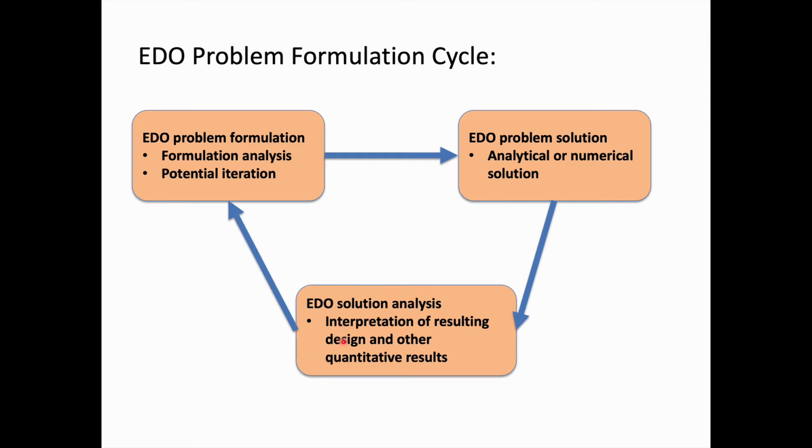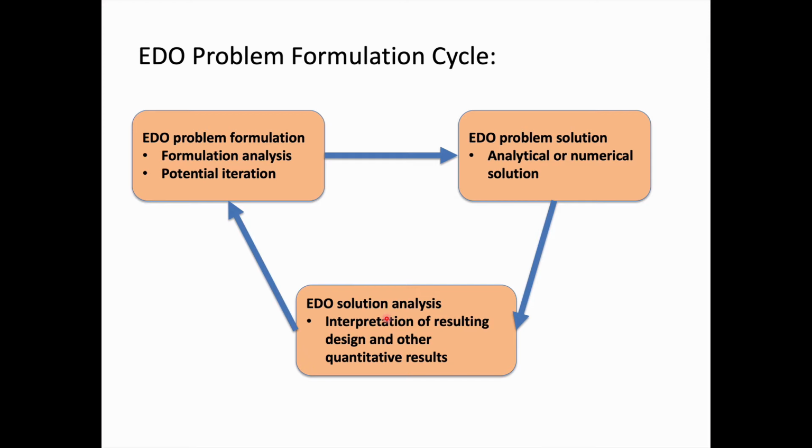After we perform this solution analysis, usually it is worthwhile to go back and revisit the original problem formulation, make some adjustments and refinement, and then iterate. This is what we call the engineering design optimization problem formulation cycle, and this is really a design thinking approach to applying design optimization.